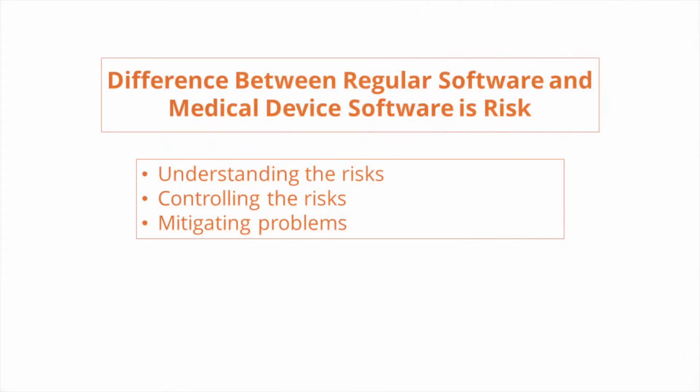From the perspective of the software team, one of the key differences between regular software design and development has to do with risk. Understanding the risks, controlling the risks. How is someone going to get hurt? It can be direct means like a shock, or indirect, such as the device not working. But understanding what those are and how the software can contribute to or mitigate those problems is the key aspect of the design and the development for the software.